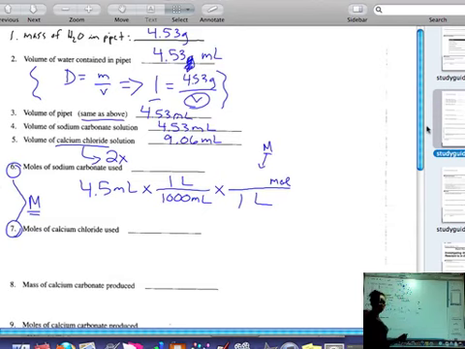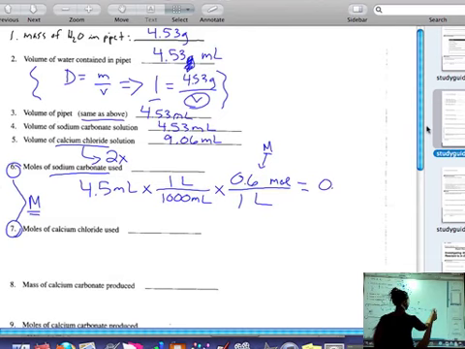And I gave you guys a solution that was 0.6. Let me just double check in the lab manual here. 0.6. Okay, so the solution of sodium carbonate that we used was 0.6 molar, or had a 0.6 molarity. So that's 0.6 moles per 1 liter. So that gives us a nice answer of 0.0027 moles. Okay, now this is my answer.